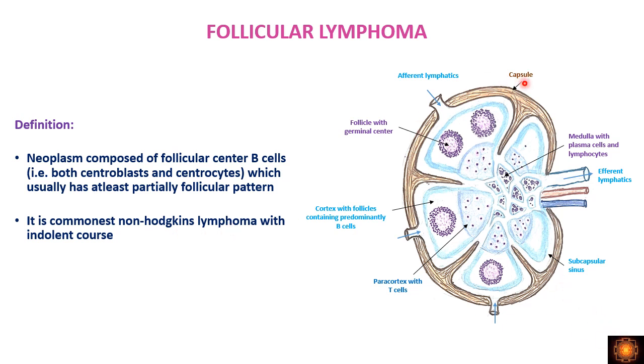Now, this is a normal lymph node where we have the cortex, then the paracortex and the medulla. In the cortex we have the follicle with the germinal center, and in this germinal center we have the centroblasts and the centrocytes. So this is a lymphoma which is composed of the centroblasts and the centrocytes.